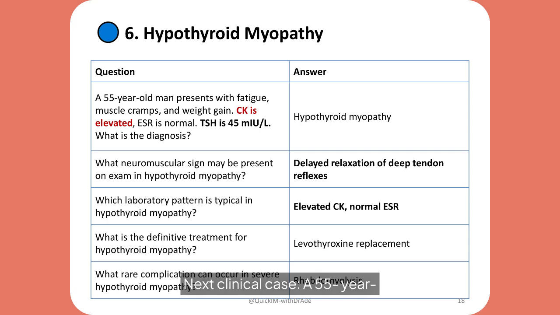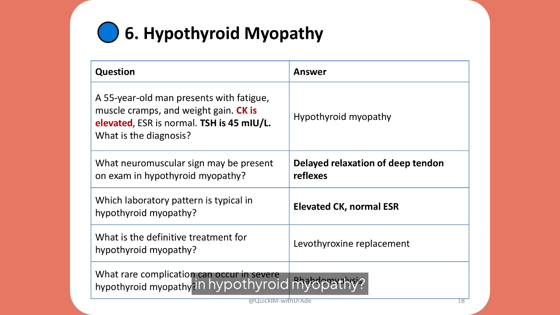Next clinical case. A 55-year-old man presents with fatigue, muscle cramps, and weight gain. CK is elevated, ESR is normal, TSH is 45. What is the diagnosis? Answer: hypothyroid myopathy. What neuromuscular sign may be present on exam in hypothyroid myopathy? Answer: delayed relaxation of deep tendon reflexes.